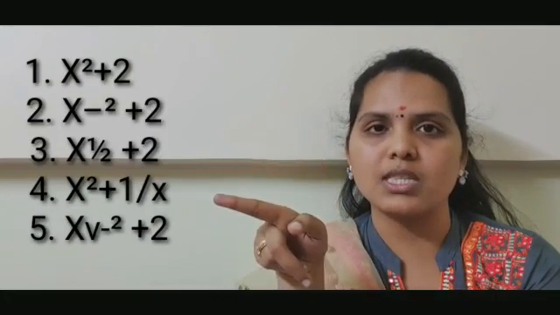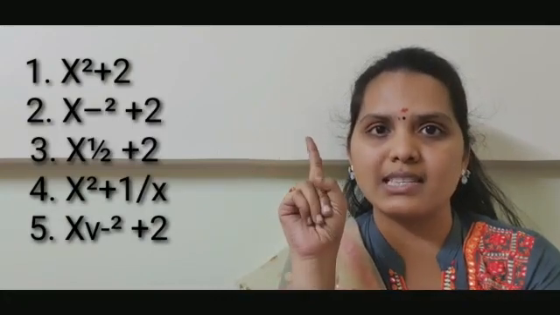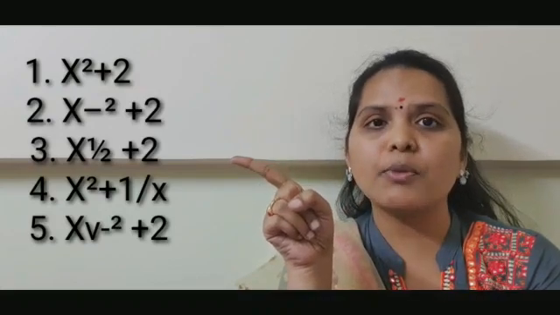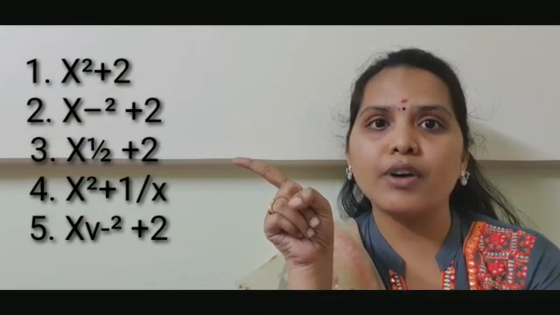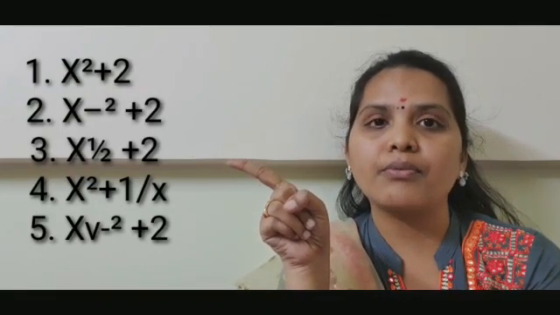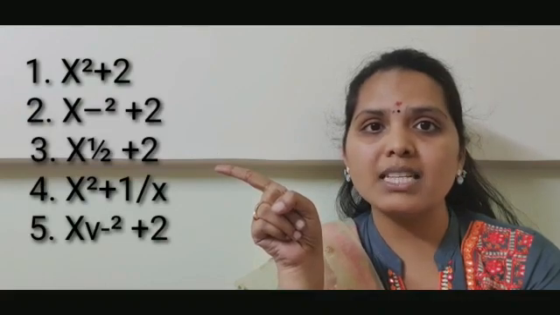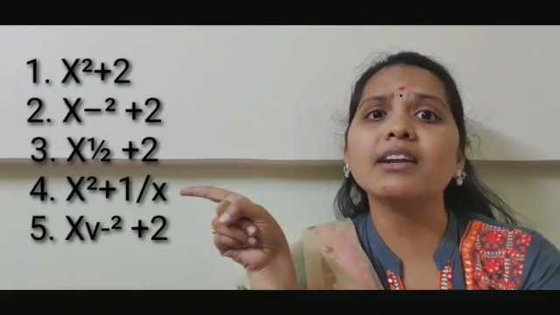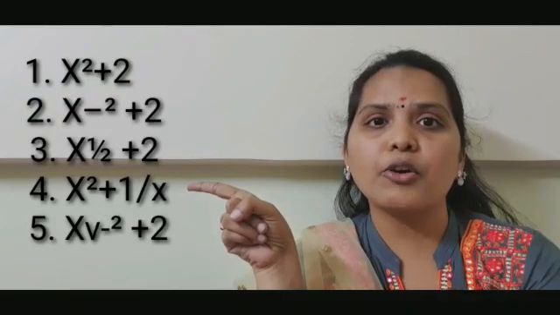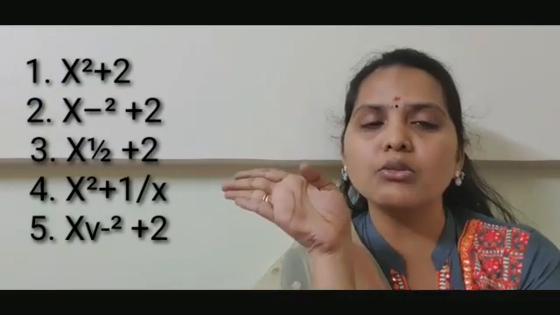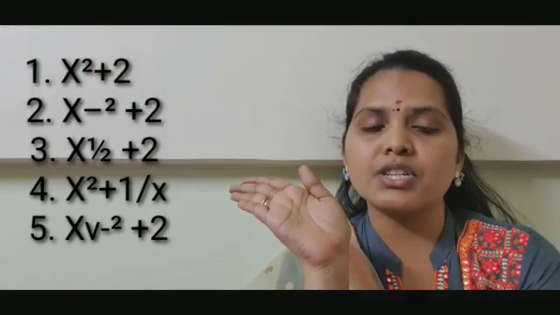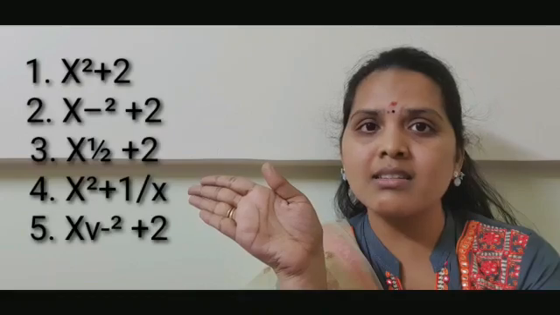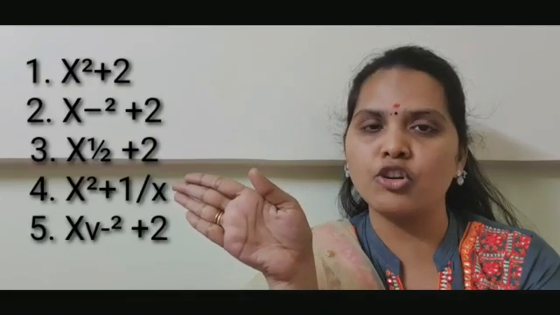Here I am going to take five expressions. The first expression is x square plus 2, the second one x to the power of minus 2 plus 2, the third one x to the power of 1 by 2 plus 2, the fourth one x square plus 1 by x, and the fifth one x to the power of root 2 plus 2. So I took 5 expressions. Are these all algebraic expressions? If they are algebraic expressions, is each expression a polynomial or not?